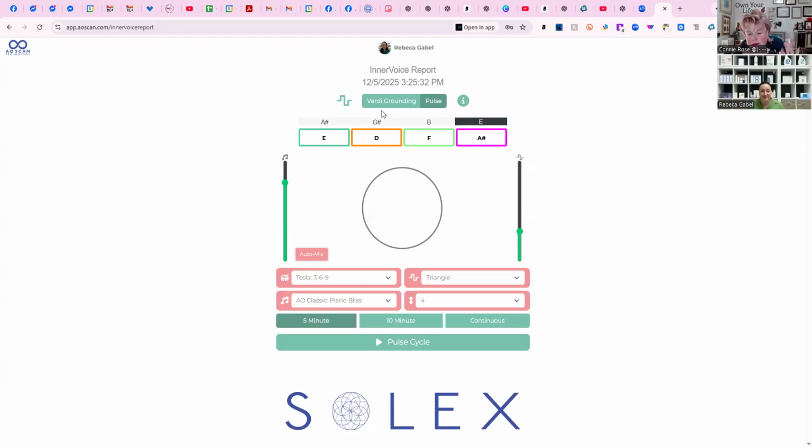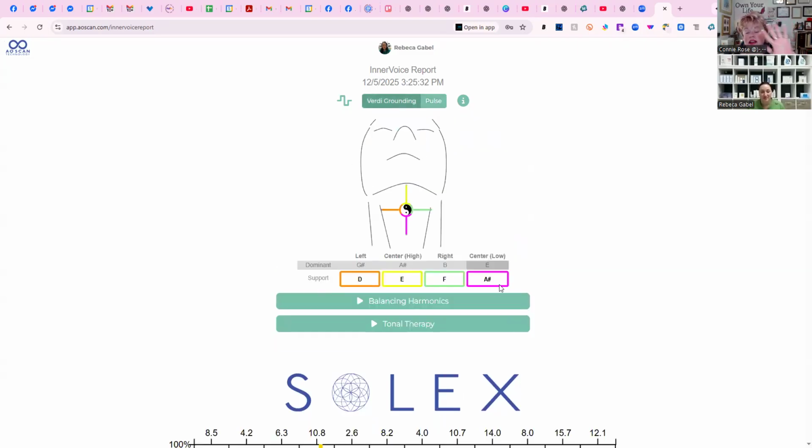Well, I don't know of any cons of the Verdi grounding. Here's the con: if you have 5 minutes, you could do 5 minutes of Pulse and get all four. With Verdi grounding, if you just wanted to select each one at a time, you just click on the individual colored box. If you only have 3 minutes, choose the high one or the low one, and just click on that box and it'll just play that box. If you have no box selected and balancing harmonics, it creates a playlist and it'll just keep going.